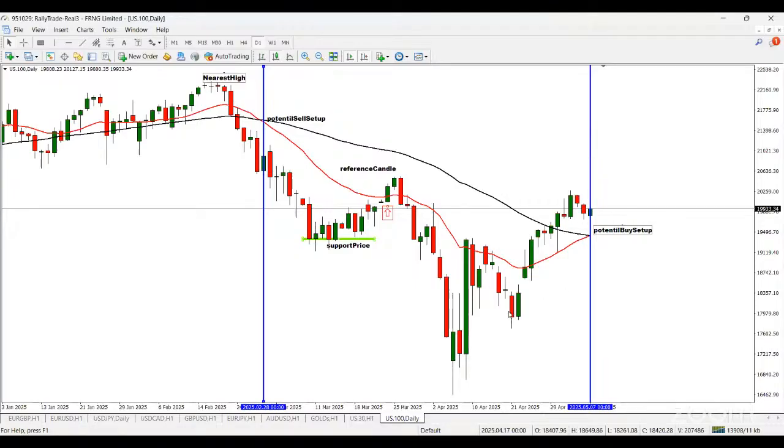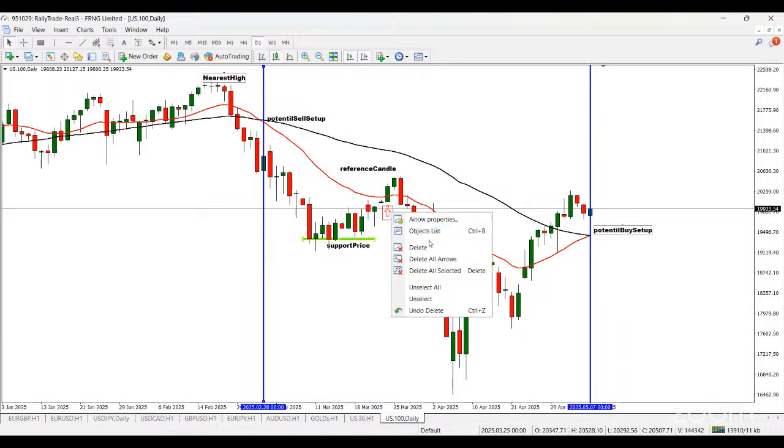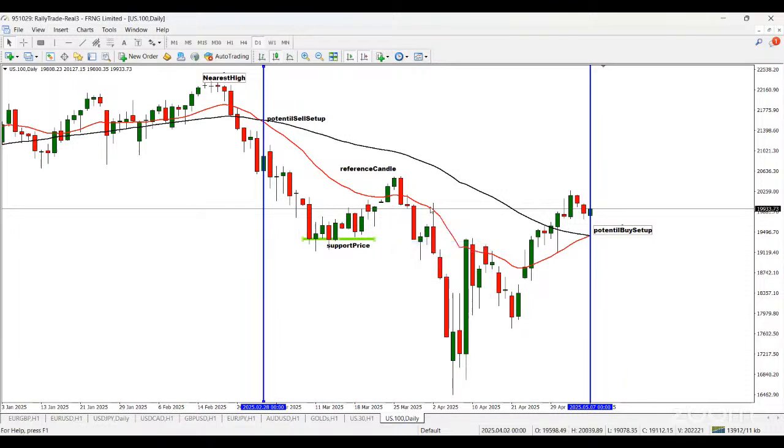So let me go back here and display finally. Now I'm going to delete this arrow. Once you have a potential sell setup, which is when the red moving average, which is 21, crosses below the 50, what you need to do is wait. You don't need to place a sell. You wait until the price returns to the moving average.